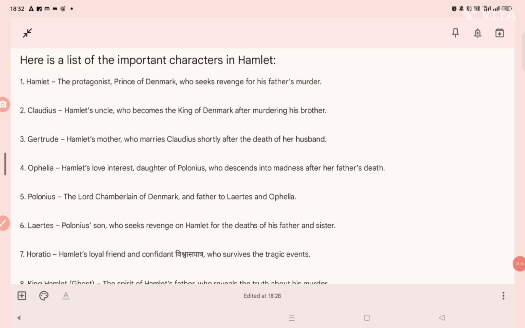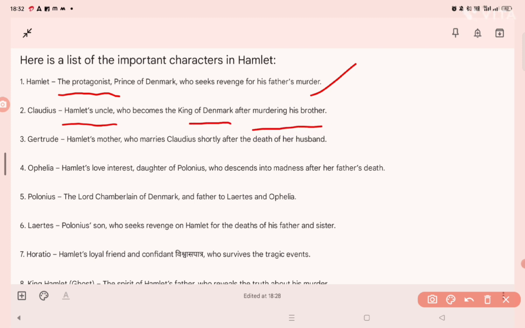Here is a list of important characters in Hamlet. Hamlet, the protagonist, Prince of Denmark, who seeks revenge for his father's murder. Claudius, Hamlet's uncle, who becomes the king of Denmark after murdering his brother. Gertrude, Hamlet's mother, who marries Claudius shortly after the death of her husband. Ophelia, Hamlet's love interest, daughter of Polonius. Polonius, the Lord Chamberlain of Denmark, father to Laertes and Ophelia.